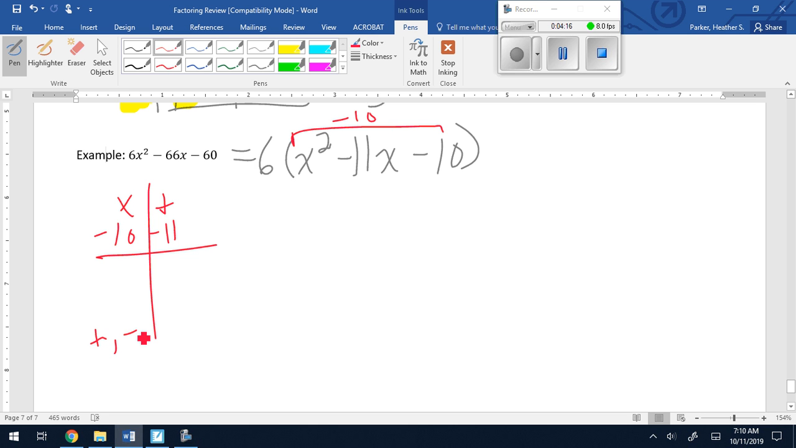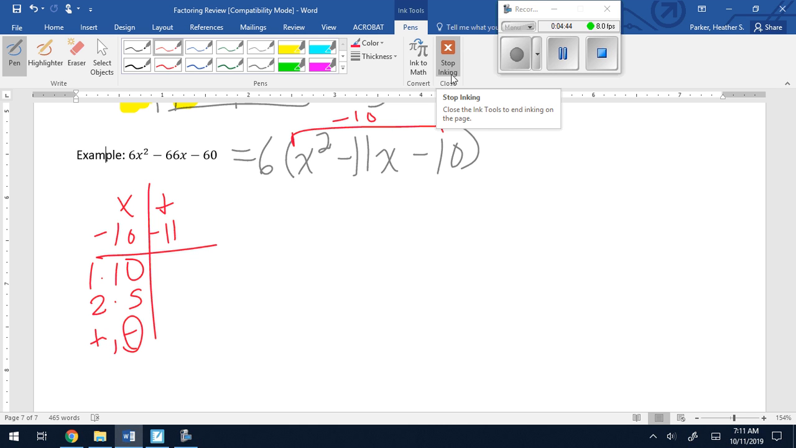And actually, that's not going to factor any further. My larger would need to be the negative. So that doesn't actually factor any further because there's no factors of negative 10 that add to negative 11. So I'm actually done. No further to go. So that is factoring completely.